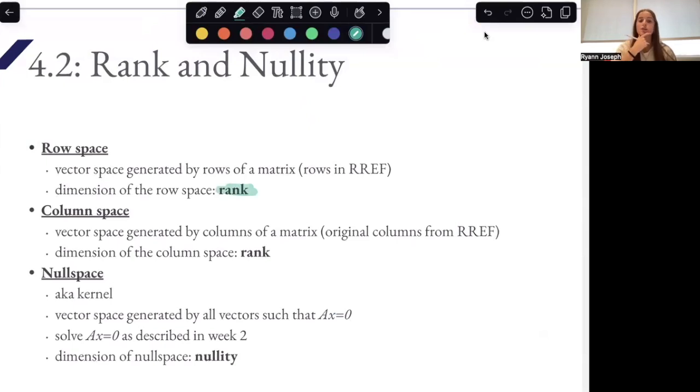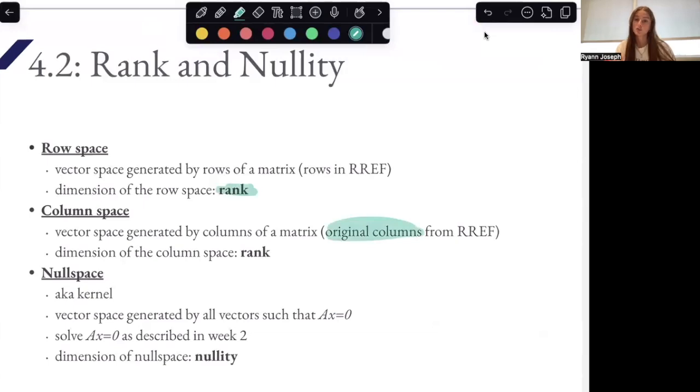Column space is very similar, but it's with the columns of a matrix. So it is the vector space that's generated by the columns of a matrix. A quick note: to find the basis for the column space, you have to do the reduced echelon form, figure out what your pivot variables are, and then you take the columns associated with those pivot variables. You can't just take those columns. You have to then go look at what columns those correspond to in the original matrix.